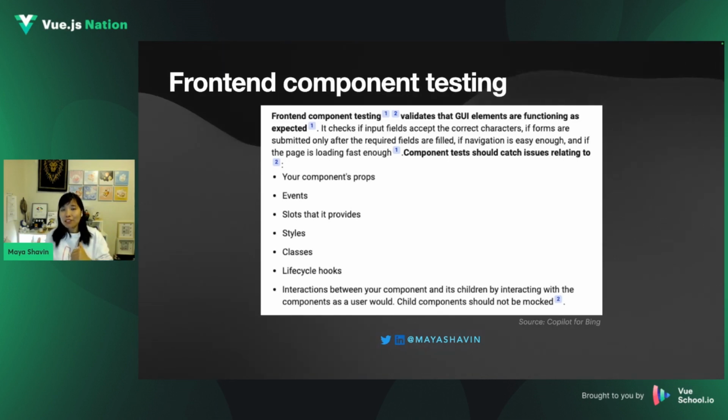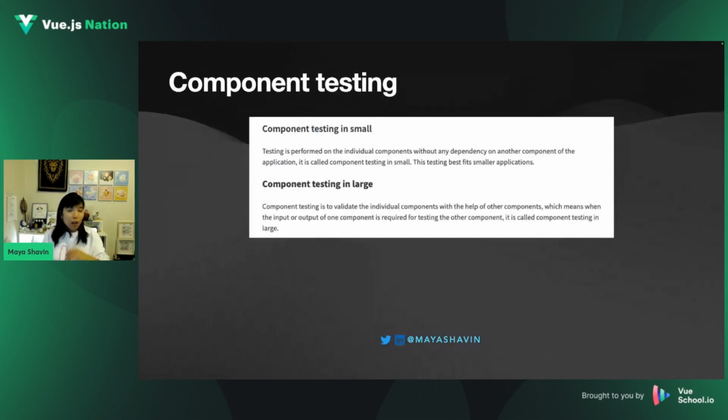So in my previous talk, we talked about how component testing can be isolated by mocking anything that comes from outside, just so we can test the component itself. In fact, we can also not mock, because testing that way is more reliable. So with this, I come down to two things. For component testing, we have two different categories: component testing in small and component testing in large.